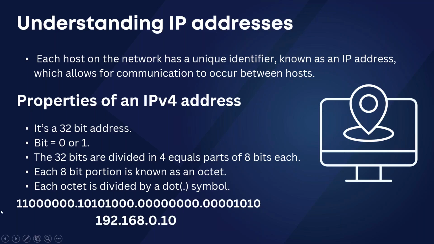So this number here, 11000000, is actually equivalent to something like 192. Okay. So we'll understand now how do we perform that conversion. Okay. So this number 10101000 is actually equal to 168. All zeros is equal to 0, and 00001010 is equal to 10. Okay. So let's talk about that conversion now.